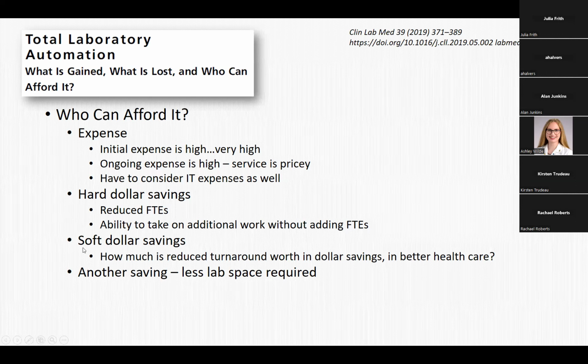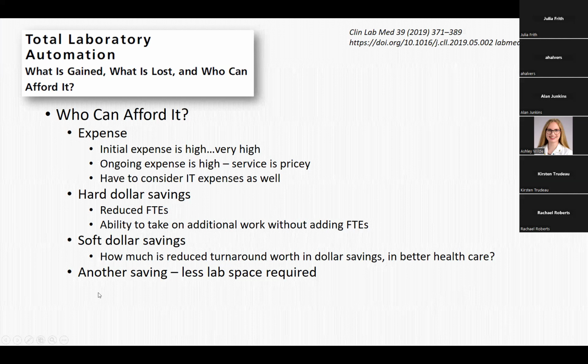So you kind of have to make the argument also on soft dollar savings, unquantifiable. You're going to have reduced turnaround time. You're going to have better quality. How much does that lead to dollar savings in other areas of the hospital? Or how much does it just result in better patient care, which is also important, not just the money.